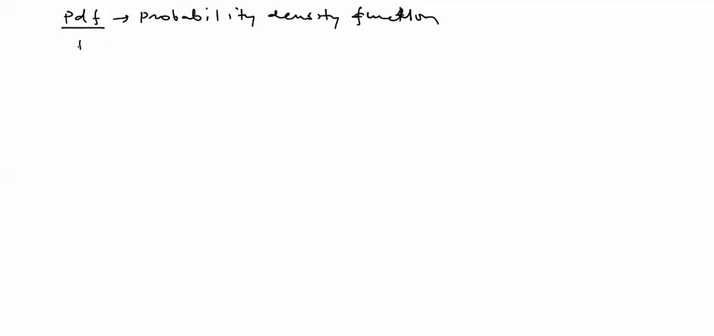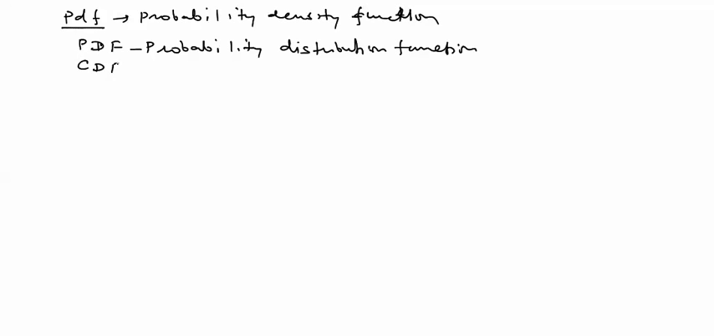Now we will discuss the second term. First, PDF, probability density function. This is marked in small letter. Capital letter F is the probability distribution function, which is also known as CDF. Both are similar.